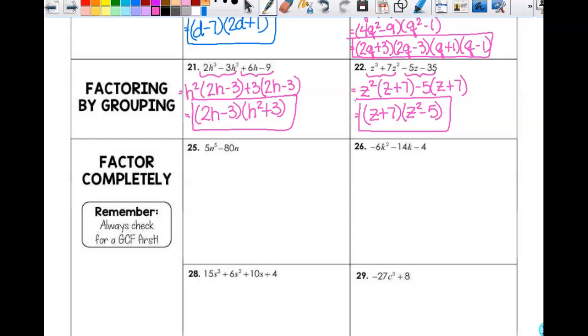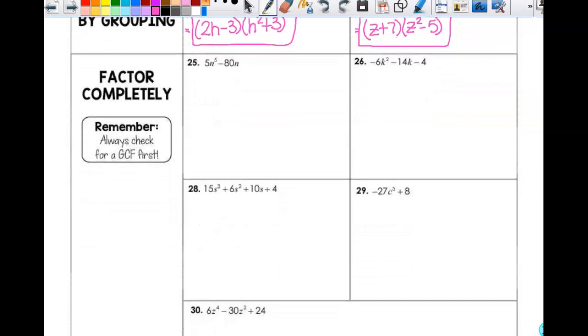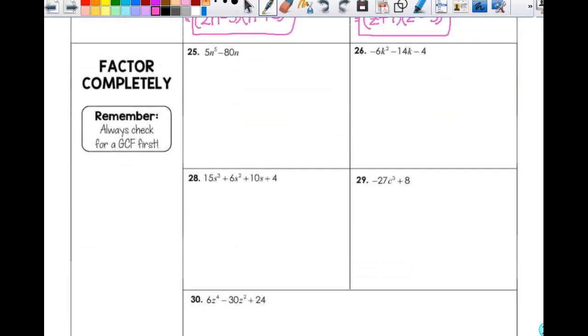Okay, so we're going to factor completely, and remember, always check for a GCF first. On number 25, do I have a GCF? Yep, 5n. So this equals 5n times n to the 4th minus 16. Can I factor it more? Yes, because this is a difference of squares. So then this gives me 5n times n squared plus 4 times n squared minus 4.